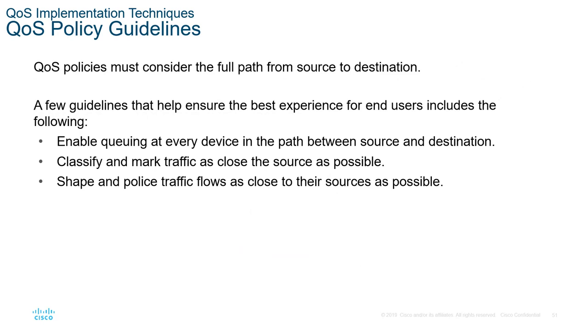So when we're looking at our policy guidelines, essentially we must consider the full path from source to destination that we control. A few guidelines: enable queuing at every device in the path, classify and mark traffic as close to the source as possible, and shape and police traffic flows as close to their source as possible.